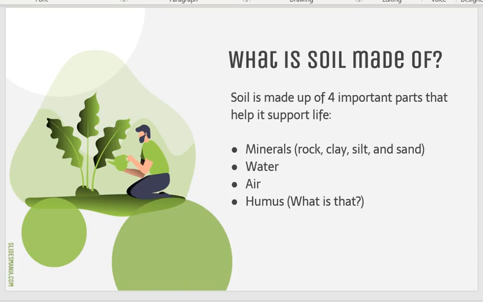What is soil made of? Soil is made up of four important parts that help it support life. First of all, it's made up of minerals. Minerals like rock particles, clay, silt, and sand. It also has water, air, and something called humus. Not the hummus you eat, but a different kind of humus that we're going to talk about a little later.